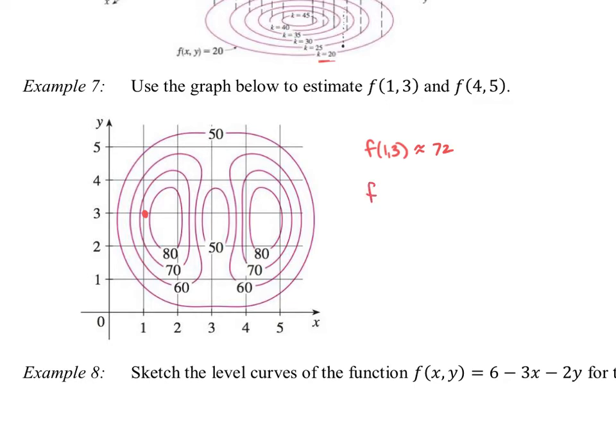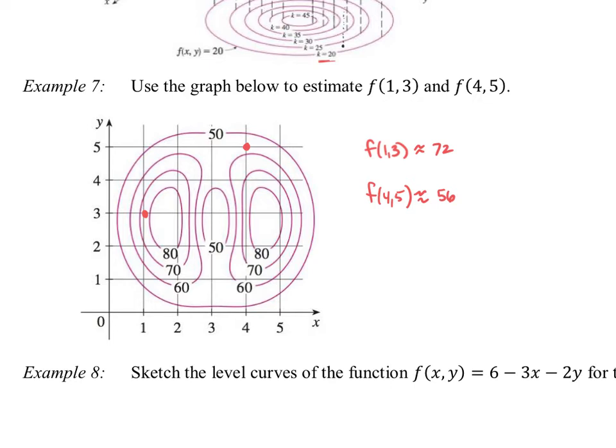If we were to take a look at f of 4, 5, that's going to be here, and I can see that my level curve right here is actually 60 if I travel around and trace that out. So that's going to be 60 and 50. So it's closer to 60 than it is 50 by a little bit. I'm going to say that's about 56, maybe 57, something like that. So we're using it as an estimation tool.